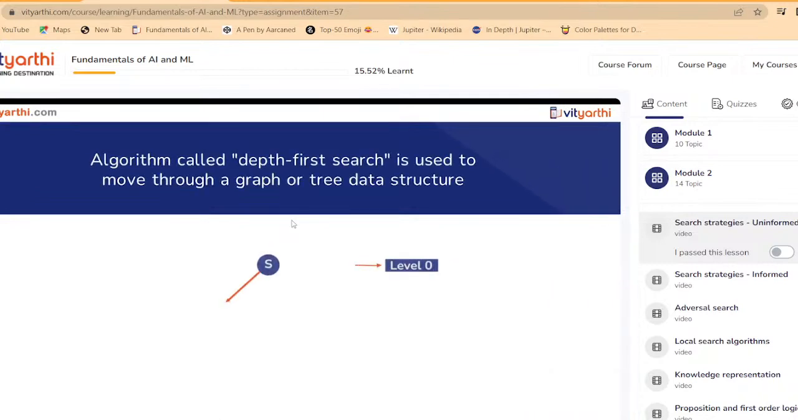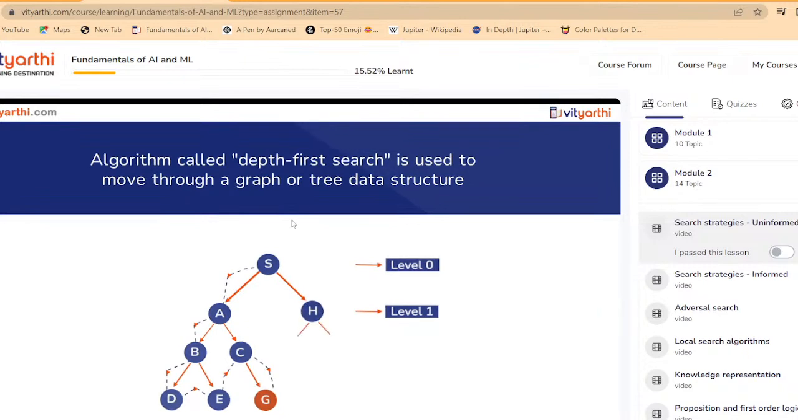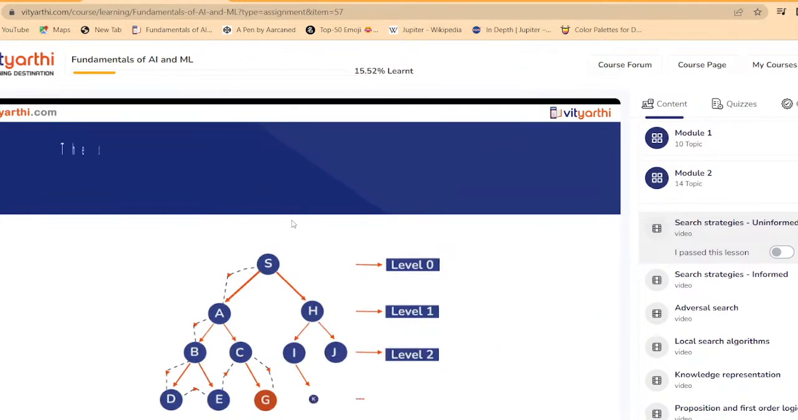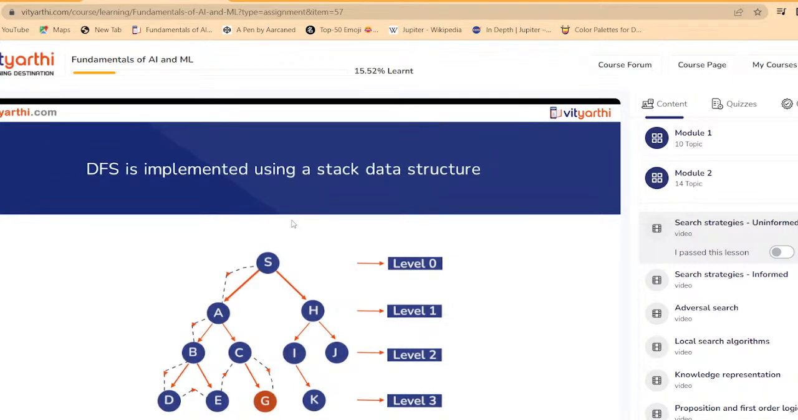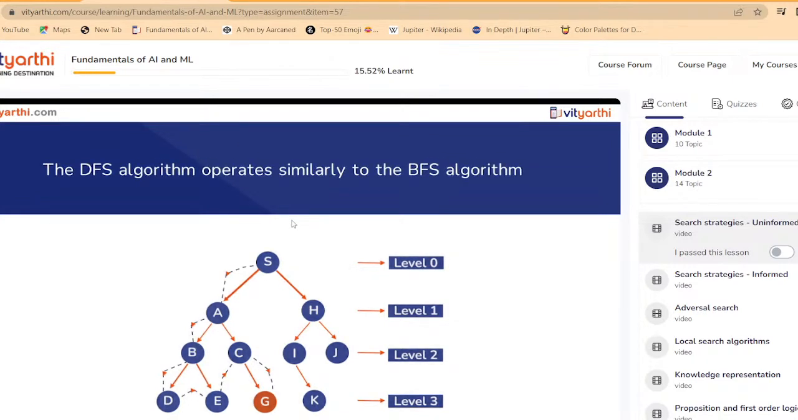A recursive algorithm called depth first search is used to move through a graph or a tree data structure. The depth first search is so named because it begins at the root node and follows each path to its greatest depth node before proceeding to the next path. DFS is implemented using a stack data structure. The same algorithm operates similarly to the BFS algorithm.